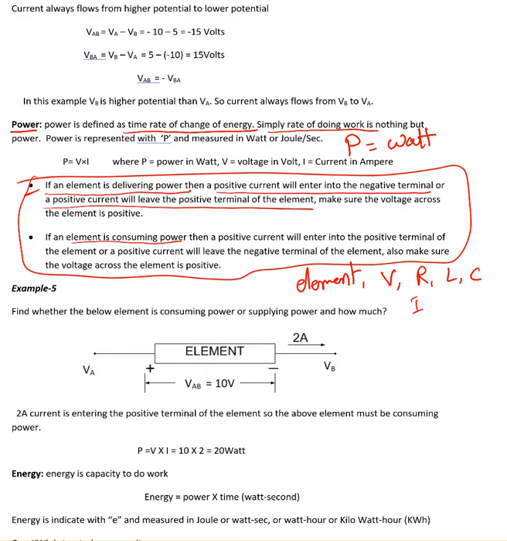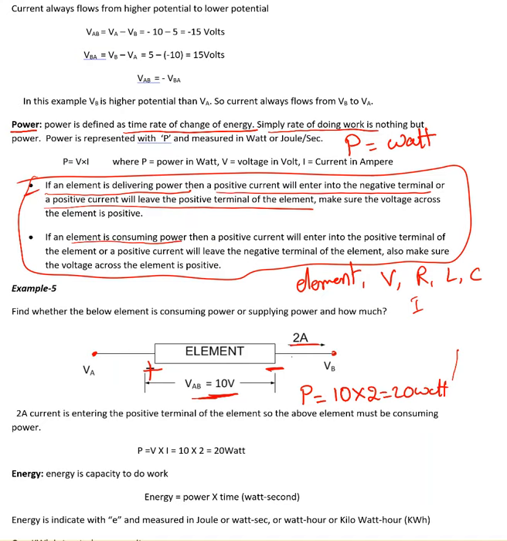If you look at this example, VA, VB, he gave you VAB. So here is the positive terminal and negative terminal. VAB equal to 10 volts. Is this element consuming power or delivering power? First we'll find the power value. P equals V times I. V is 10, current is 2. So this is 20 watt.